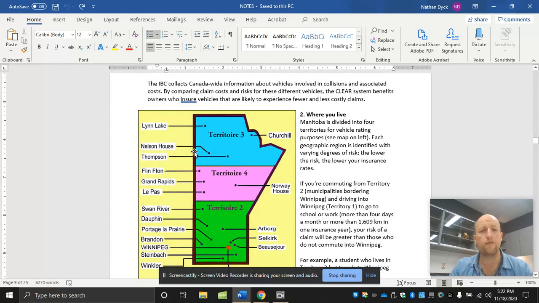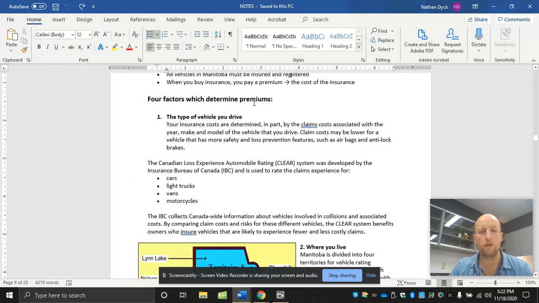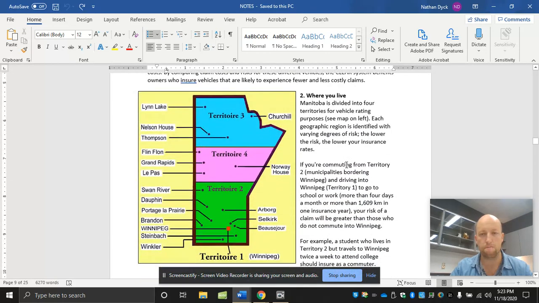The IBC collects Canada-wide information about vehicles involved in collisions associated with costs. Comparing claim costs and risks for these different vehicles, the CLEAR system benefits owners who insure vehicles that are likely to experience fewer and less costly claims. So number one, the type of vehicle you drive, that's going to be one of the ways in which your premiums are factored in. So how expensive it is, how many safety features there are, etc. And then possibly even how many people actually get into accidents with that particular vehicle as well, or even what type of owner often owns that type of vehicle will also cause the insurance either to be higher or lower based on who it is that drives the vehicle.